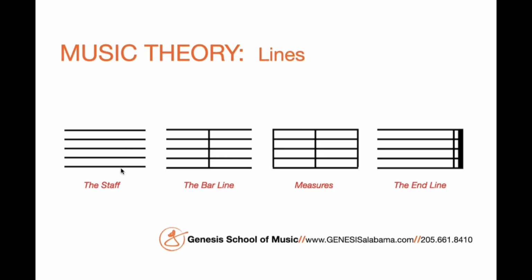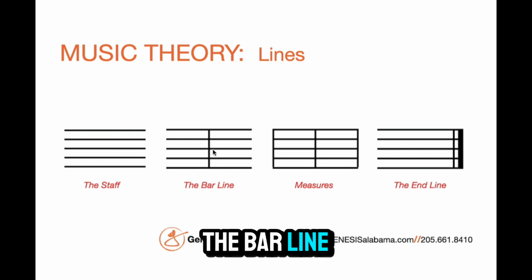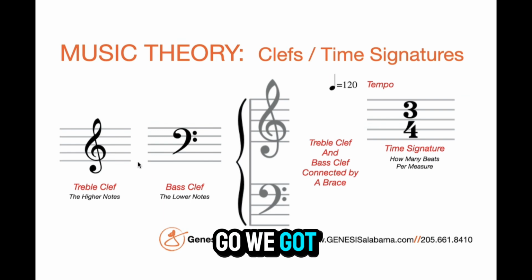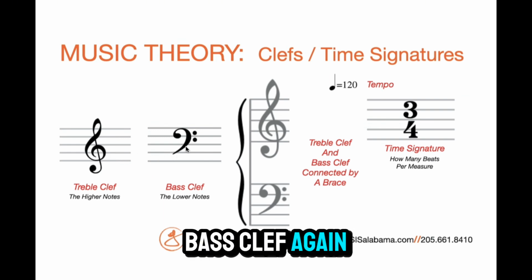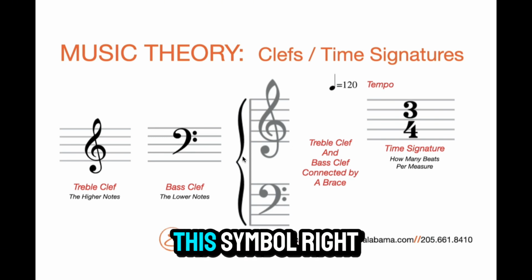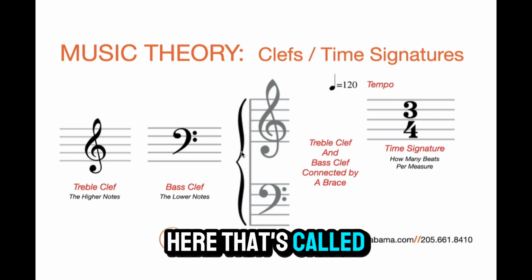Here we got the staff, which is always the 5 lines. We've already talked about that. The bar line breaks up the music, and the music is always broken up with the bar line into measures. You'll see through any song, and I'll show you an example today of how all of this is in one song. And I love the in line right there. And here we go. We got the treble clef, we have the bass clef again. Put it all together, you always see this symbol right here that's called the brace.